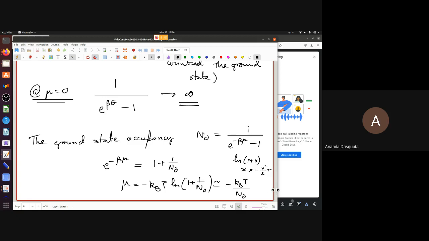So mu doesn't really reach 0, but mu actually reaches a value which is very close to 0. It's minus kBT, the thermal energy, divided by the number of particles in the ground state, which now, in our scenario where we are missing a lot of particles and the only place they can go is in the ground state, is a macroscopically large number. So although mu never really reaches 0, it gets very close to 0. So what we have been saying so far is okay. You can actually take mu to be approximately 0 when the ground state starts becoming macroscopically occupied.